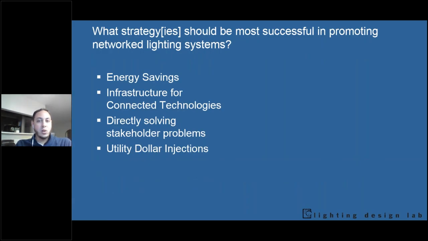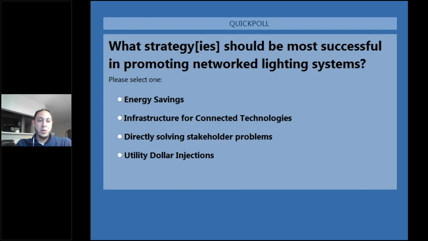I have our last poll for today, guys. And it's more of an opinion than anything, so I'd really appreciate it if you answer this one. If you had to pick, what strategy would be most successful in promoting network lighting systems? Would energy savings really promote connected lighting? Or connected lighting serving as an infrastructure for connected technologies, be that main promotion point? What do you think will help tell a story, or help someone understand, hey, connected lighting systems are the way to go?